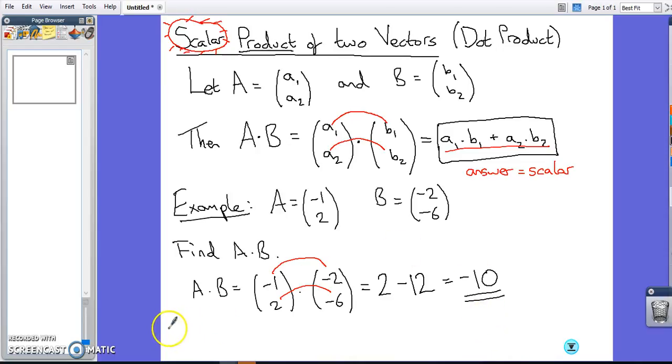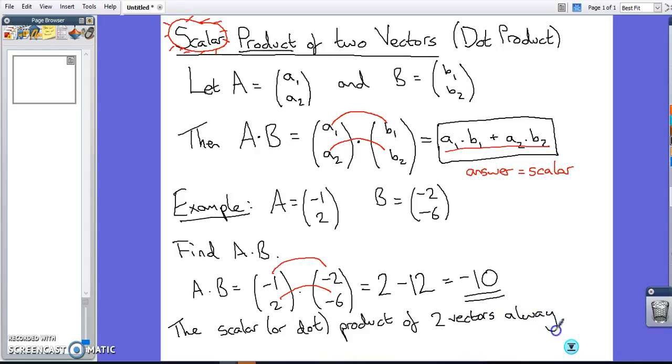Let's just formalize this in a sentence. So the scalar, or dot product of two vectors always gives a scalar. And I'll underline that for emphasis, not a vector.